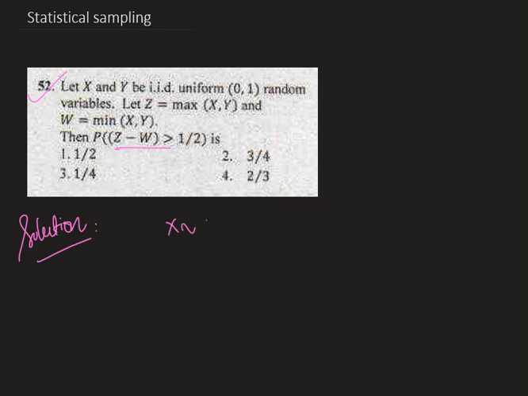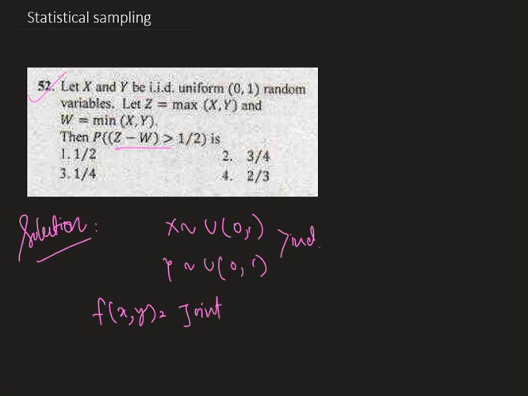Given that x is uniform 0, 1, so is y, and they are independent also. Therefore, the joint PDF of x and y is nothing but 1 whenever x and y are in between 0 to 1, and 0 otherwise.